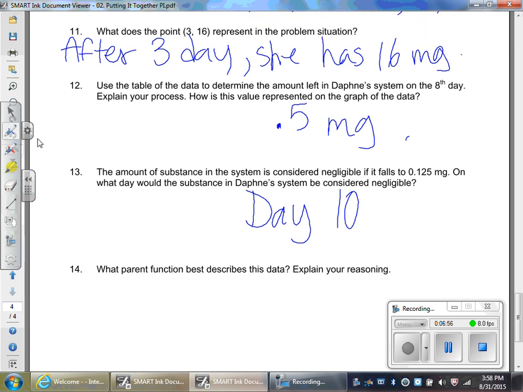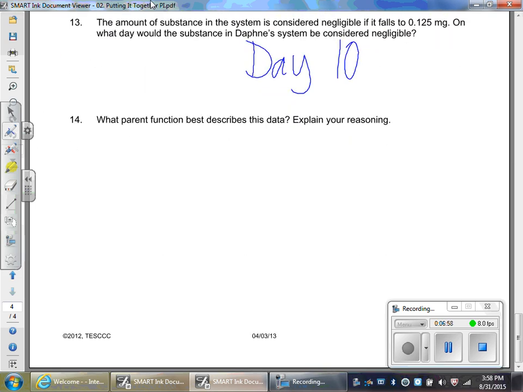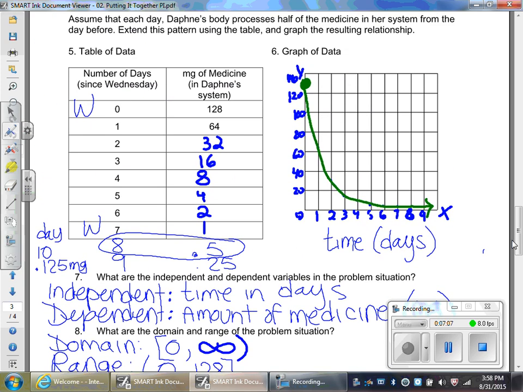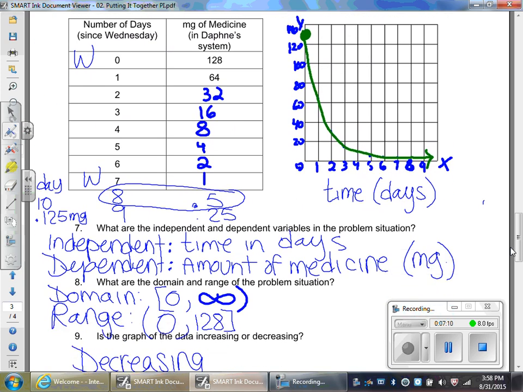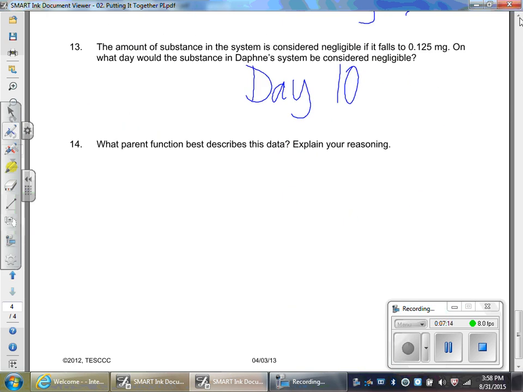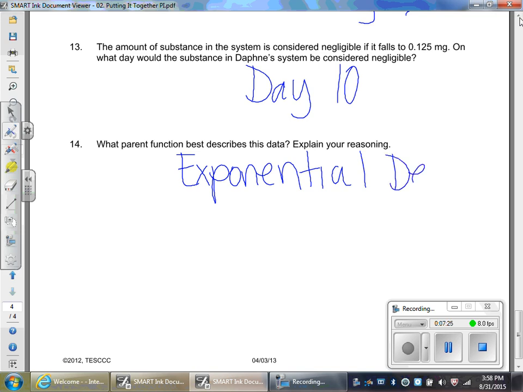Okay, now 14. What is the parent function that best describes the data? What do you guys think? More or less? Starts with an E. Exponential. Will we say exponential growth or decay? Okay. Not that they're the same function. It's just we're going a little bit more in detail. Exponential decay. All right, so that's it, guys. You're free to go.